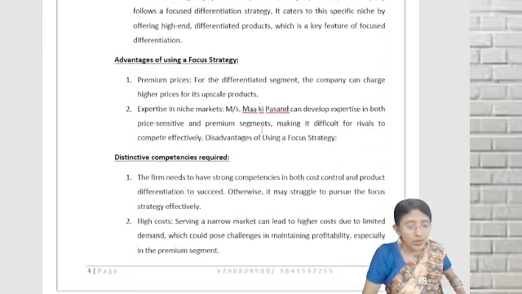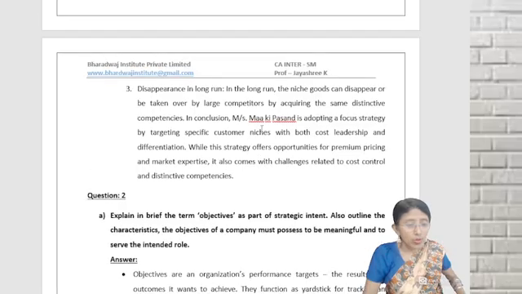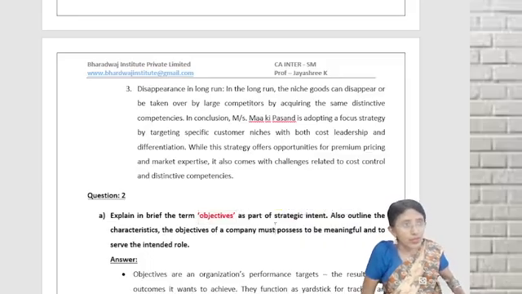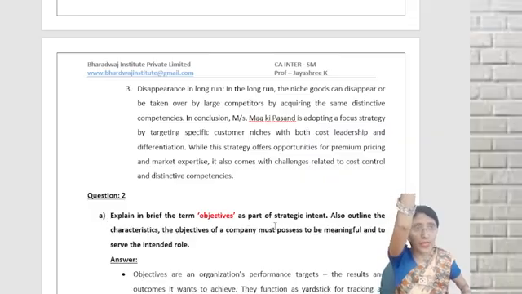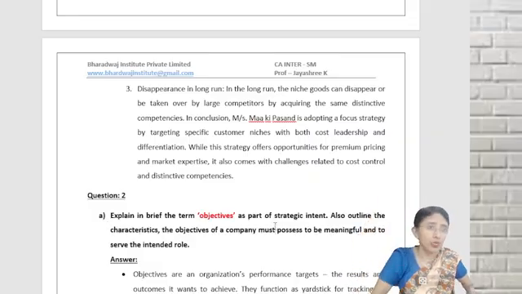Now the next question, please note one point very clearly. The question on objectives is repeatedly asked. Did you see that? Sometime back also I showed you that. Explain in brief the term objectives as a part of strategic intent. Also outline the characteristics of the objectives a company must possess to be meaningful and to serve the intended role. So do the strategic intent, the whole thing, and the objective hierarchy separately on objectives. Okay.